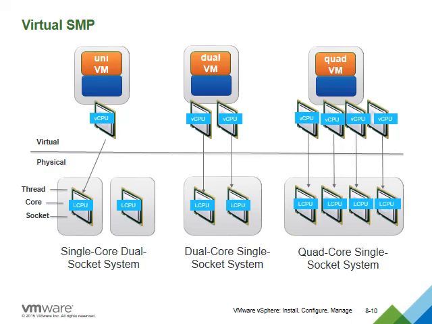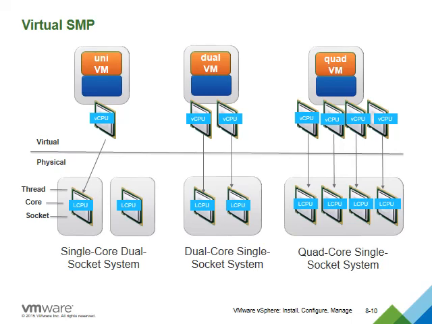Virtual SMP, or symmetric multiprocessing. You can configure a virtual machine to have up to 128 virtual CPUs, or vCPUs. The VM kernel includes a CPU scheduler that will dynamically schedule vCPUs on the physical CPUs of the host system. The VM kernel scheduler considers socket core thread topology when making scheduling decisions.